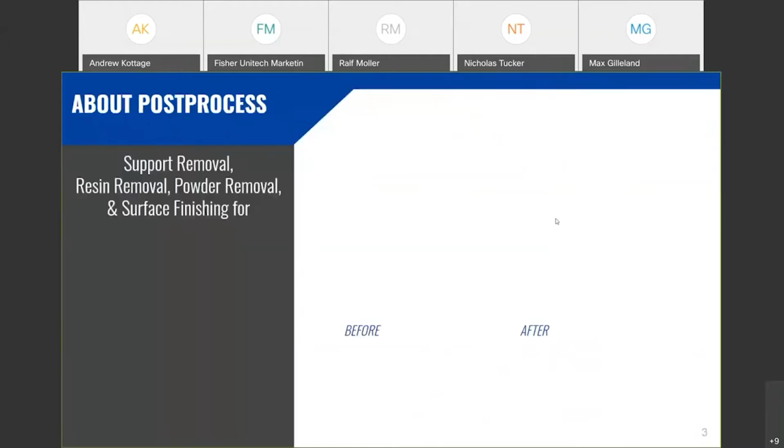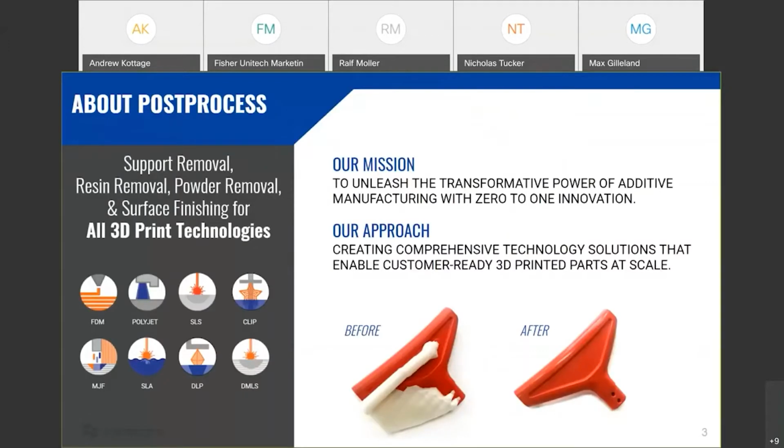As I mentioned, just a little bit about who PostProcess is. PostProcess is focused strictly on the third step of the additive manufacturing workflow, which is the post-print step. You have design, you print, and of course you have to do something with that print in most cases. A lot of times it's what you see over here. It's support removal, which we're going to be diving in deeper today, but we also address resin removal, powder removal, and surface finishing, really for all 3D print technologies.